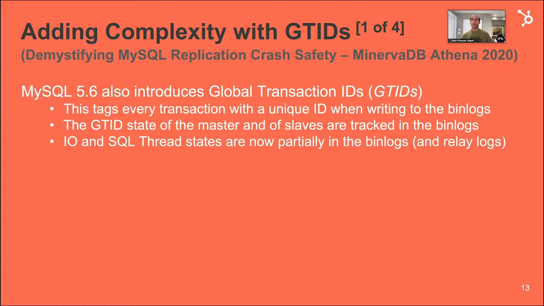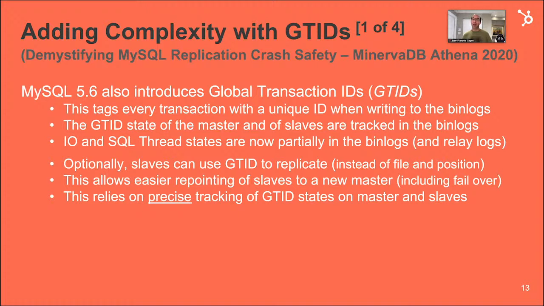How it works is that every transaction gets a unique identifier when writing to the binary logs. That means the GTID is in the binary logs. So the GTID state of the slave and the IO thread state are now in the binary logs. If you're using GTIDs for replication, you need a good GTID position in the binary logs. It also means that in 5.6 you need log slave updates to use GTID.